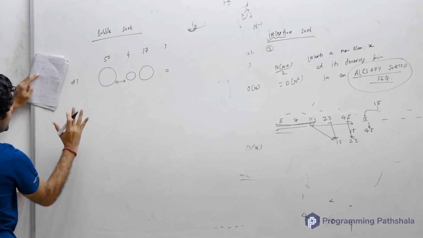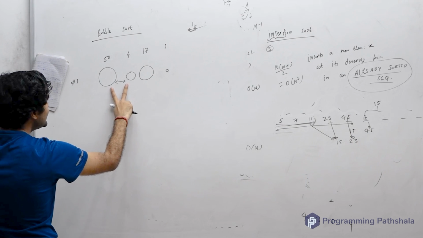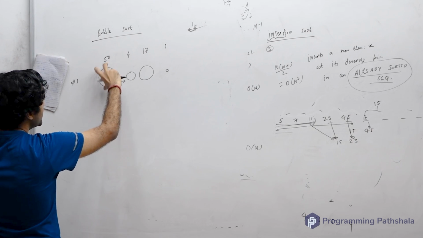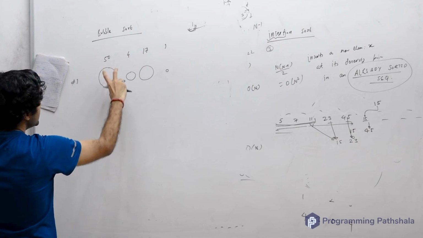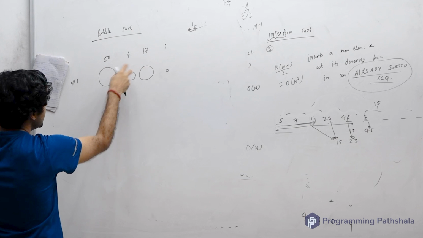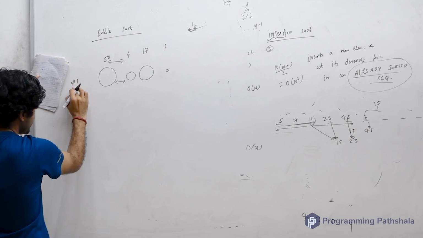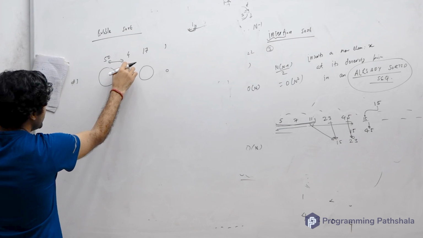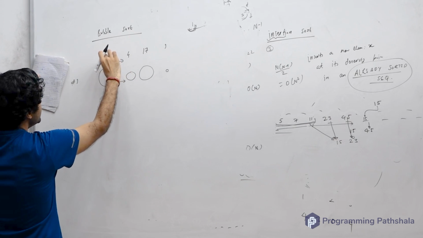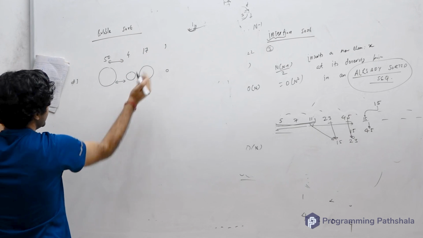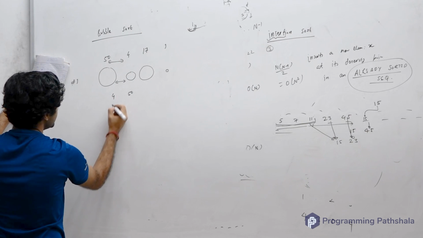In every round of comparison, all the adjacent elements collide with each other, and whatever is greater rolls over above the other. So what will happen when this rolls over the other? The first comparison in the first round is for 50 and 4, and since 50 is bigger, it will roll over. Why is this rolling over? Because the largest element should come later. So 50 comes here and 4 comes here.